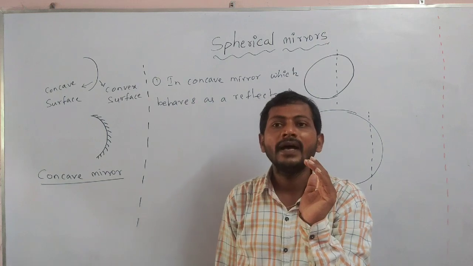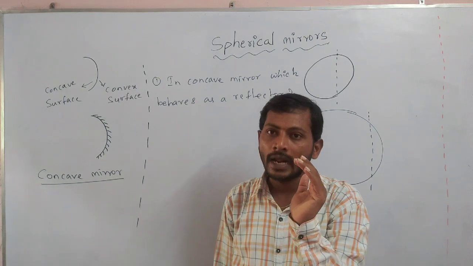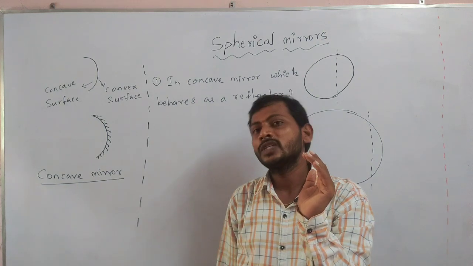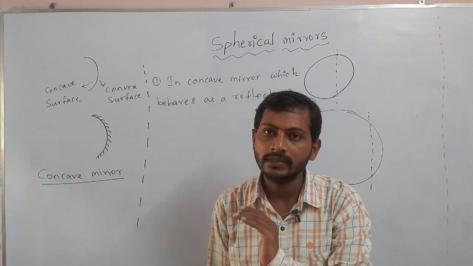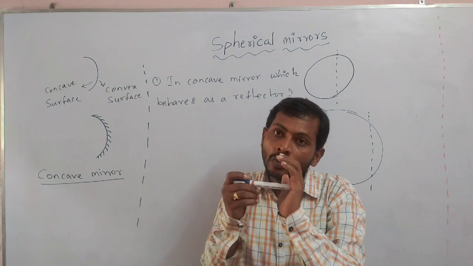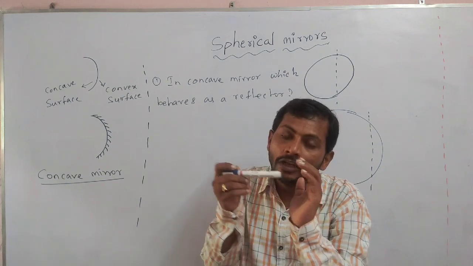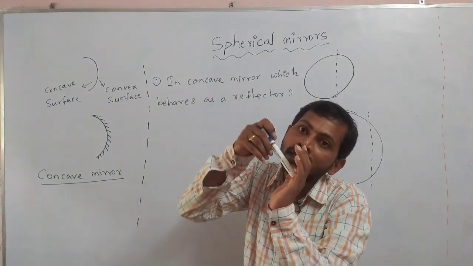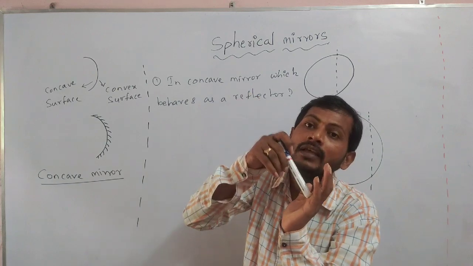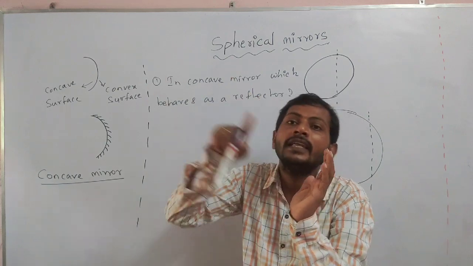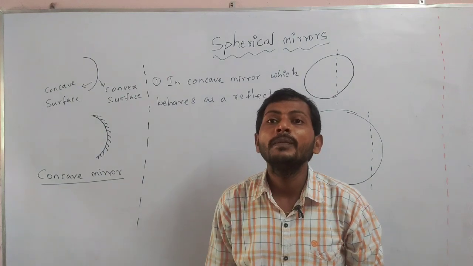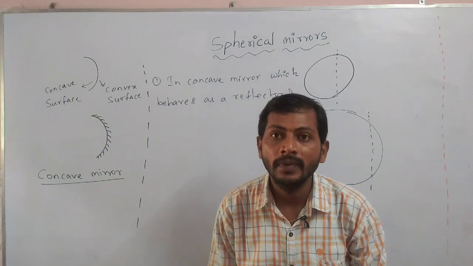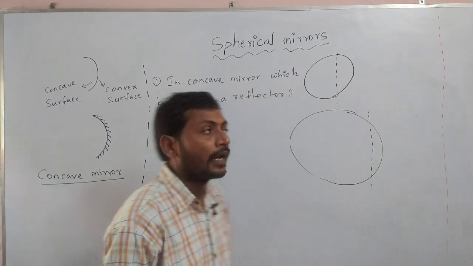Yes, because glass is a transparent material. That's why light can travel through the glass. After passing through the glass, it is going to fall on the silver surface. Then only it is getting the reflection. So I am going to ask the question, which behaves as a reflector means you should write the answer.